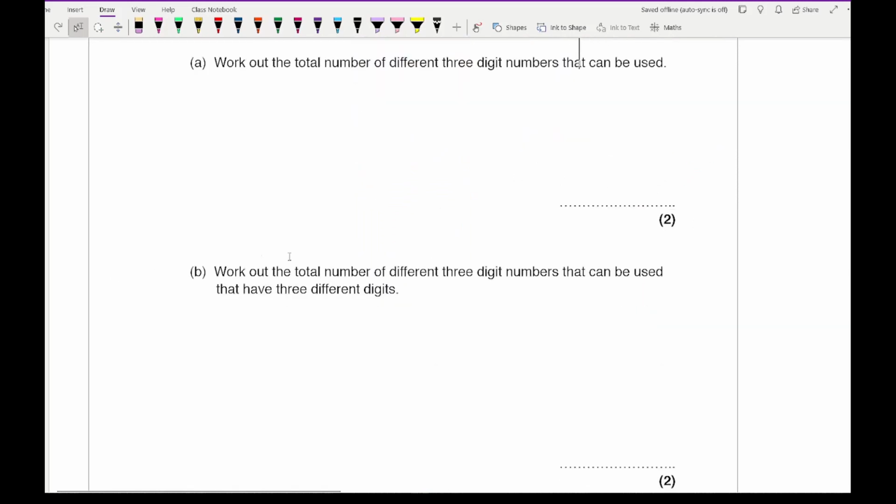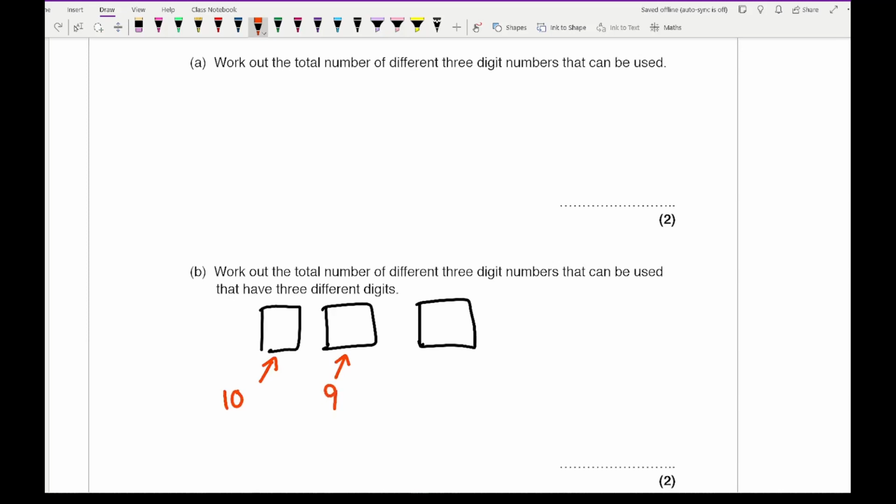It then says work out the total number of different 3-digit numbers that can be used that have 3 different digits. So let's have a look at this one then. If we're looking at 3 different digits, how many numbers can be used for the first one? Well, that's going to be 10. Then we can't use the number that we've used first, so there's going to be 9 numbers there. And for the third number, there are 2 numbers that we can't use. So 10 to choose from, 2 we can't use, so that's going to be 8. So the answer is going to be 10 times 9 times 8, which is 720.